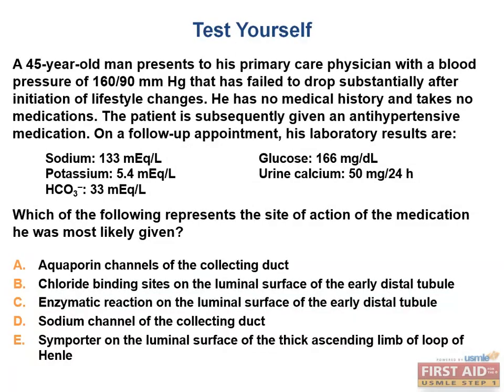Okay, one last question to test yourself. A 45-year-old man presents to his primary care physician with a blood pressure of 160/90, and it has failed to drop substantially after initiation of lifestyle changes. He has no medical history and takes no medications. The patient is subsequently given an antihypertensive medication. On a follow-up appointment, his laboratory results are sodium 133, potassium 5.4, bicarbonate 33, glucose 166, urine calcium 50 milligrams in 24 hours. Which of the following represents the site of action of the medication he was most likely given?